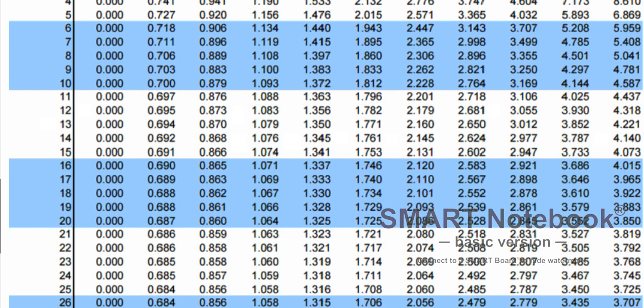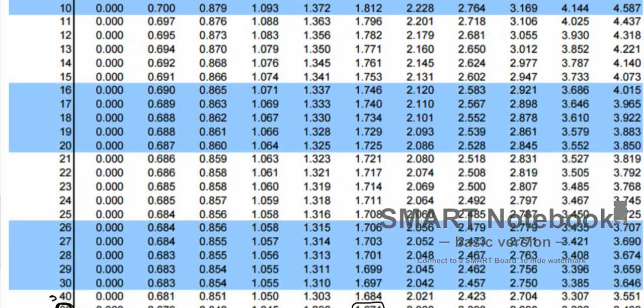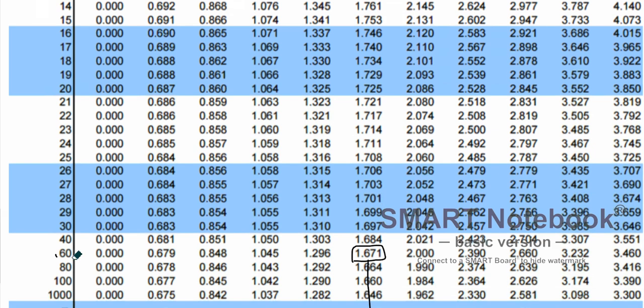And if you go down here, you notice that we do not have a degree of freedom of 40, or 43. So we're looking for degrees of freedom 43. So it's between these two right here. And so the question is, what do we use? Do we use the higher one or the lower one?